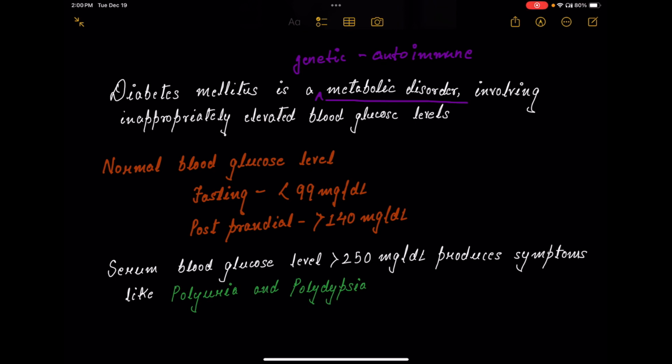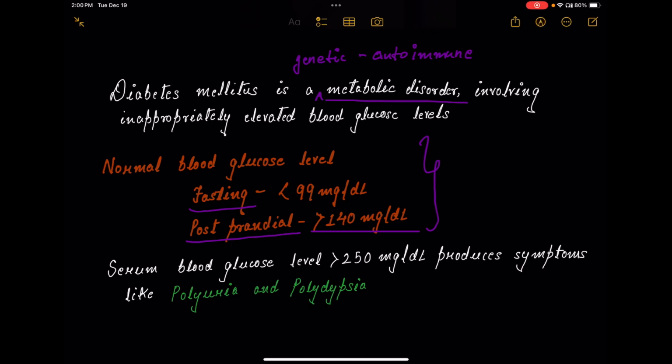The normal value of blood glucose level in a normal person is below 99 milligram per deciliter if the patient is in fasting state. Fasting means the patient has not eaten any food for 8 hours. And postprandial means after meal. After taking a meal, the blood glucose level elevates up to 140 milligram per deciliter. So these are the normal values of blood glucose level.